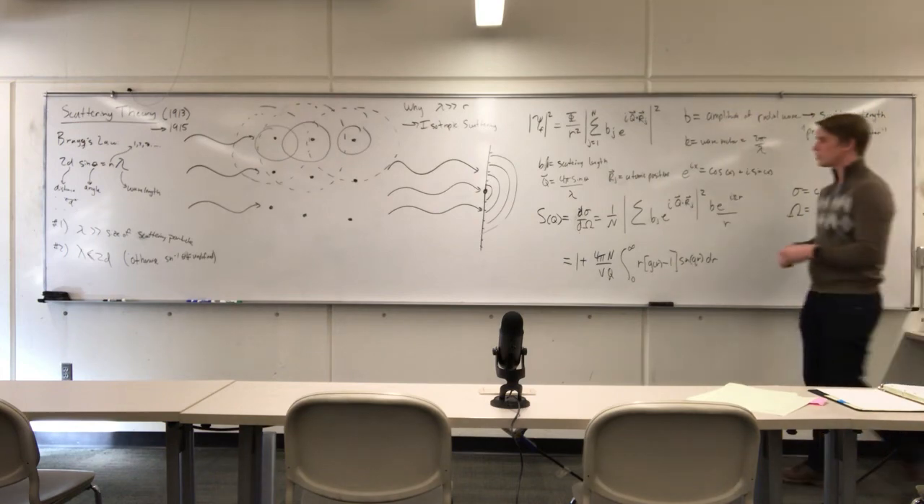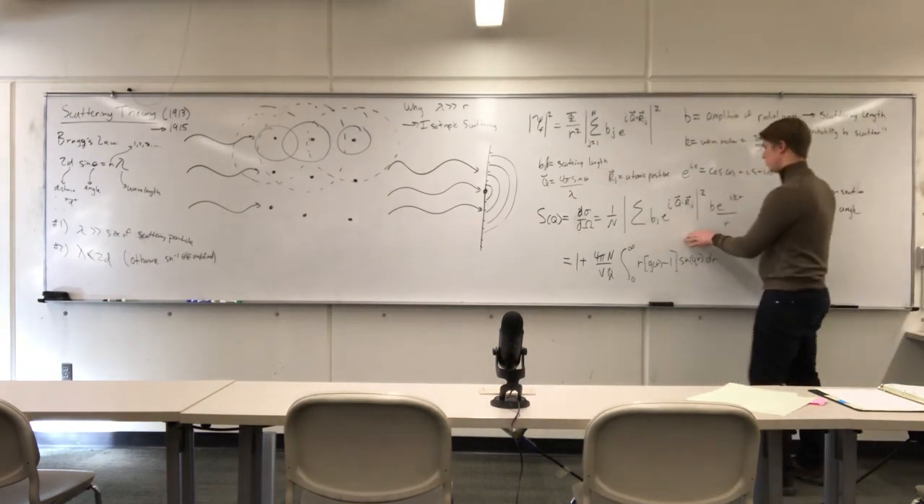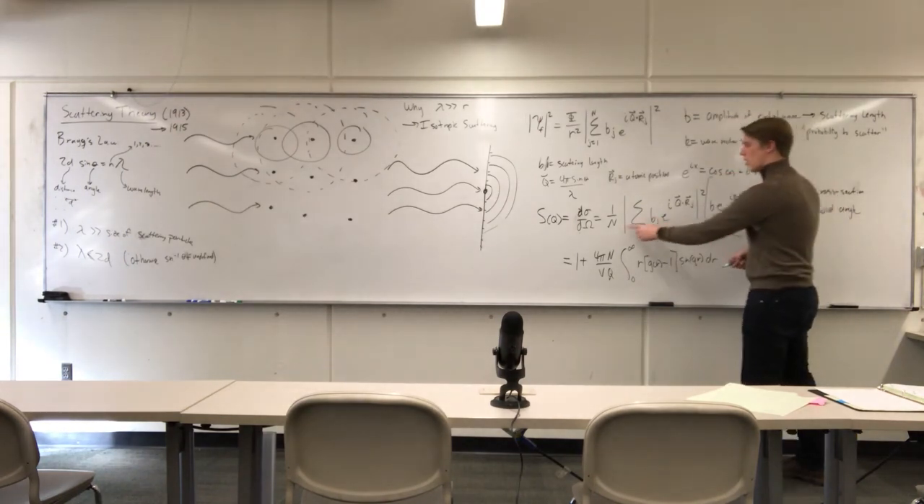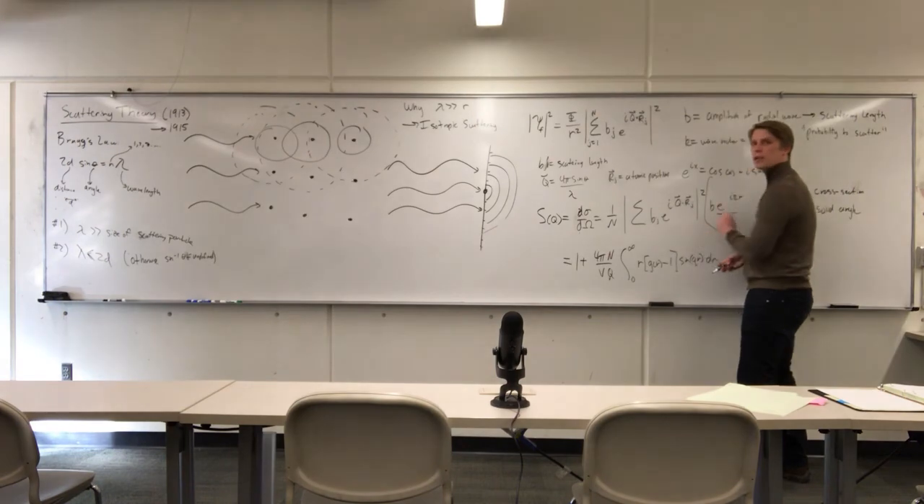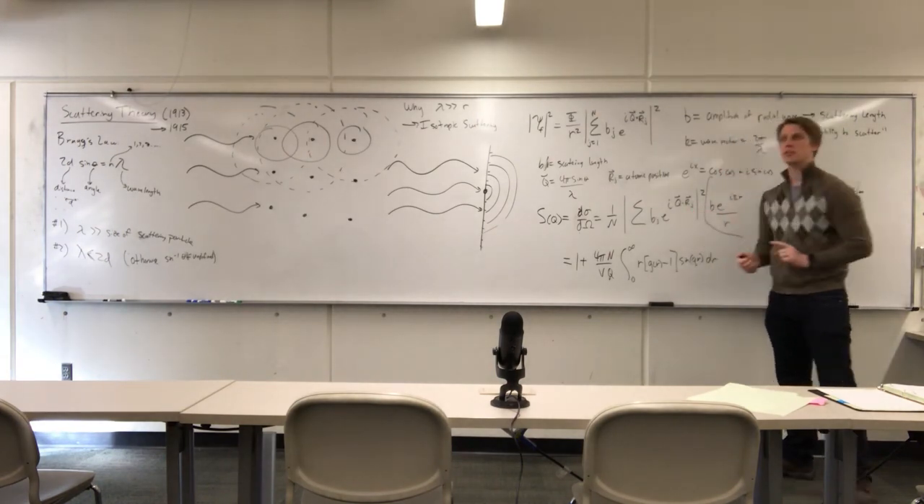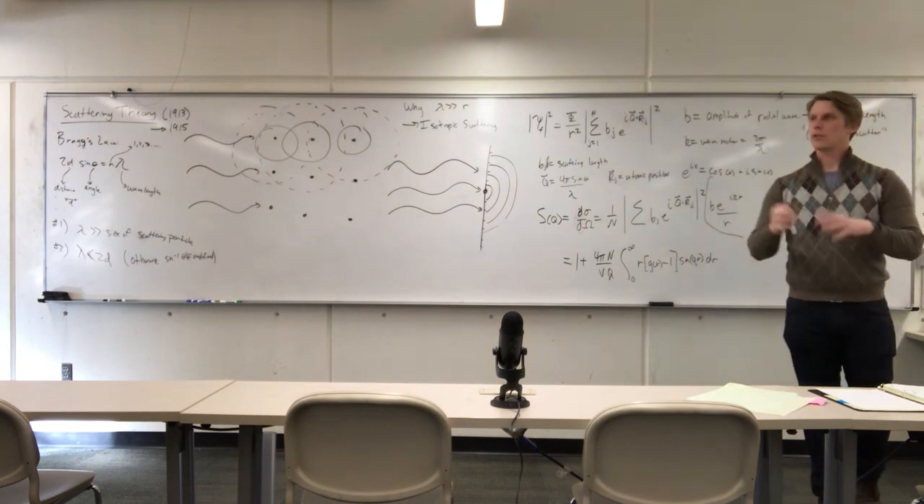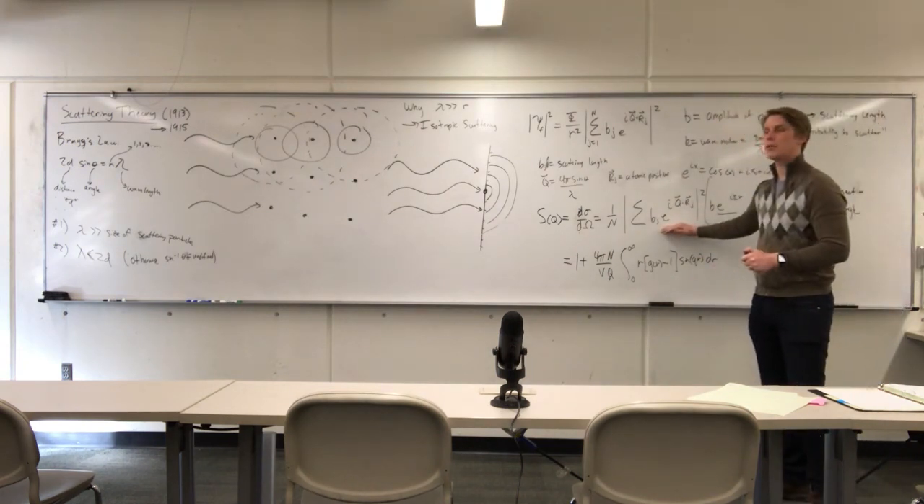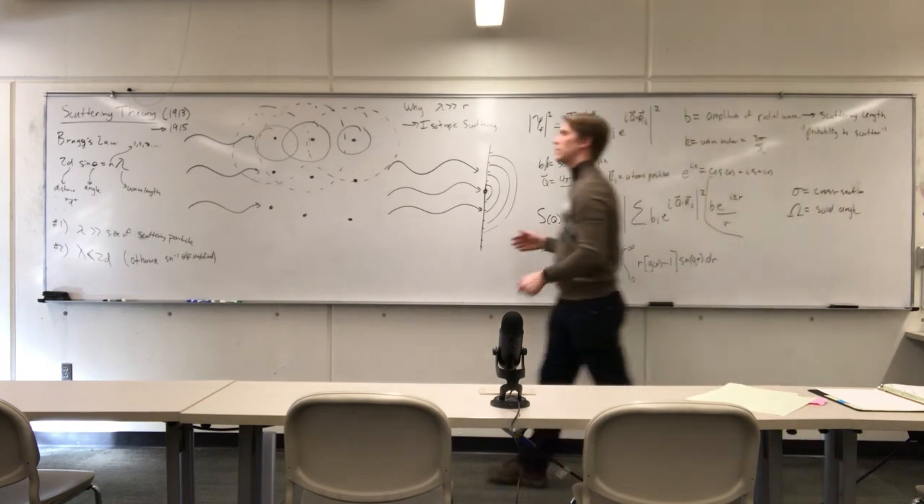Effectively, all scattering theory boils down to, this is not part of the equation, sorry, adding up all of the different radial waves emanating from the different atomic positions. You don't have to remember the math too well, but this is effectively what we're talking about when it comes to scattering theory.